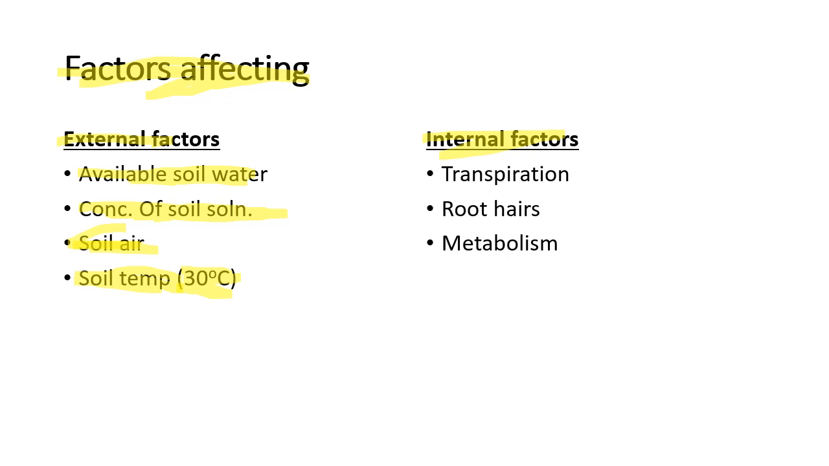So under internal factors, the first one is transpiration. So we all know the importance of transpiration, as transpiration is directly proportional to the rate of absorption. The more the transpiration, the more will be the transpiration pull, which will facilitate the absorption of soil water through the root hairs.